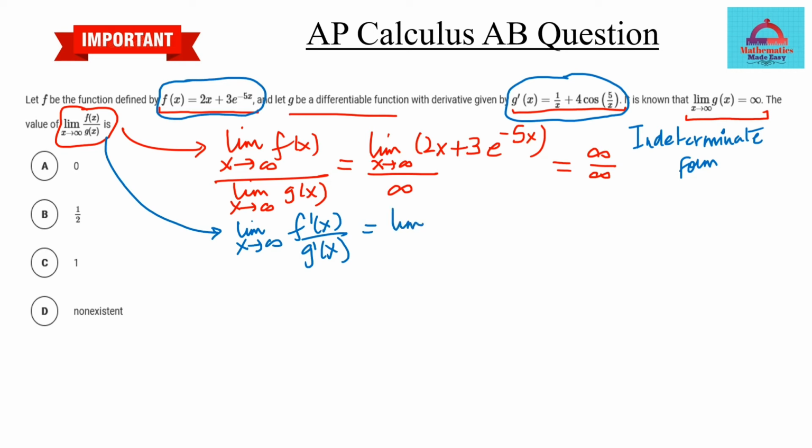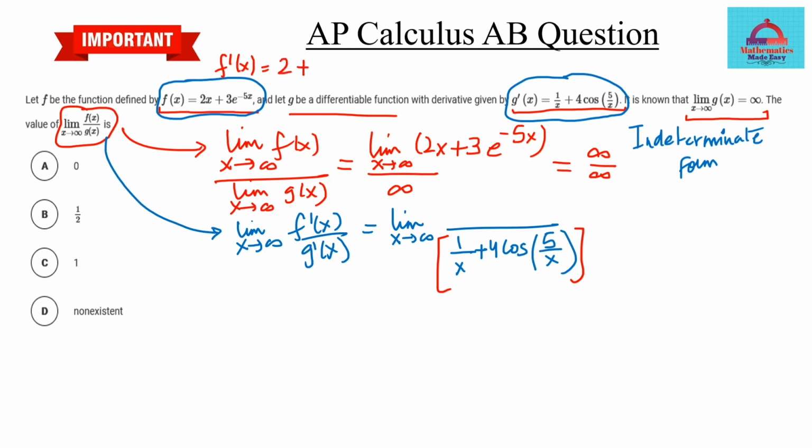So let's do that. Limit x approaching to infinity. I'm substituting here g prime of x directly, 1 over x plus 4 cos 5 over x. This is the derivative of the denominator. Now let's find the derivative of f of x. So f prime of x will be the derivative of 2x, which is 2, the derivative of 3 e to the power negative 5x. So derivative of 3 is a constant, it will be as it is. We just need to do the derivative of e to the power minus 5x.